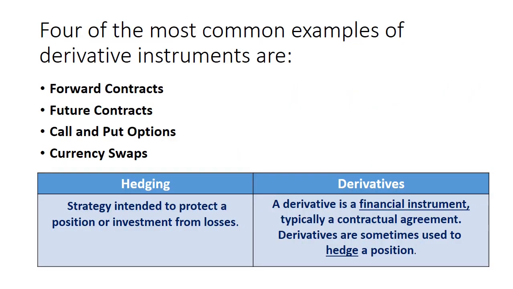Four of the most common examples of derivative instruments are forward contracts, future contracts, call and put options, and currency swaps. The table below will help clarify the difference between hedging and derivatives.